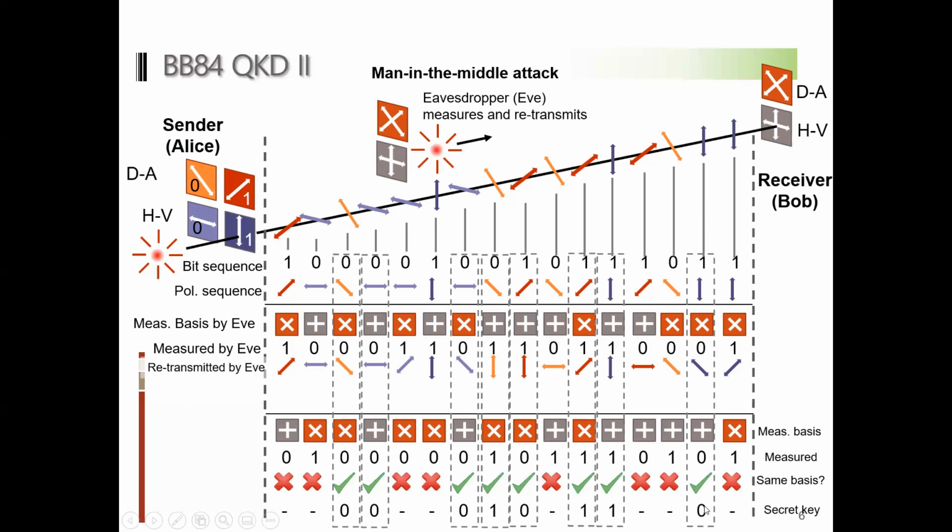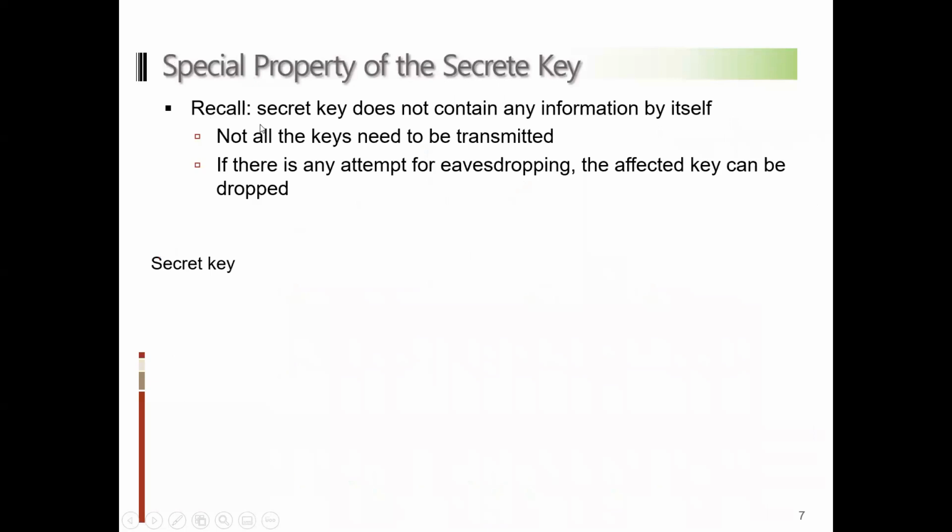And so eventually, when they compare some sample sequence in the secret key, then they can detect whether there was any eavesdropper or not. So why does this work? The reason is that there is some special property of the secret key.